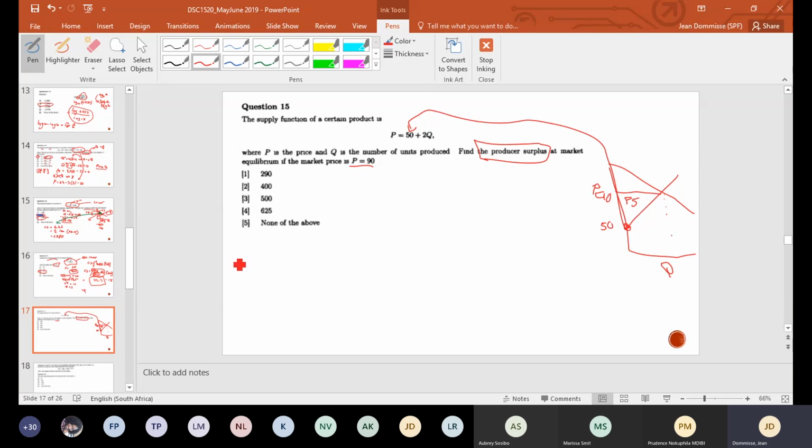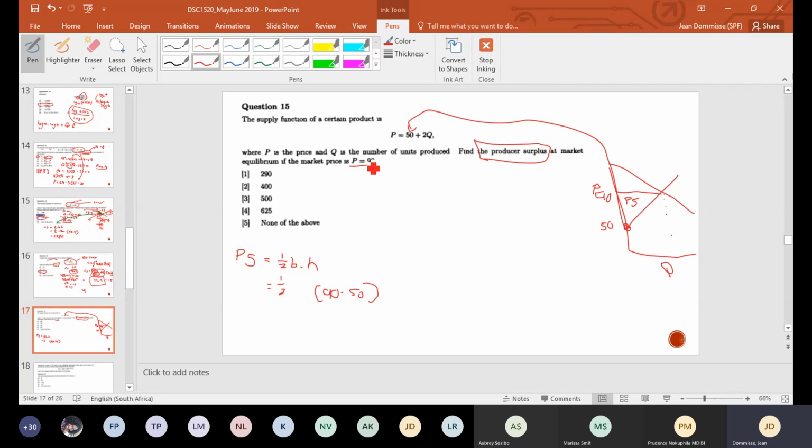So when we need to work out the producer surplus, it will again be, since it is linear, half times base times height. I already have what my height is going to be. It's going to be 90 minus 50. Okay, so at least we have that. So we just need to find out what is the Q.